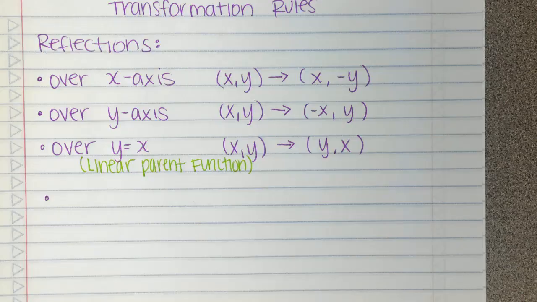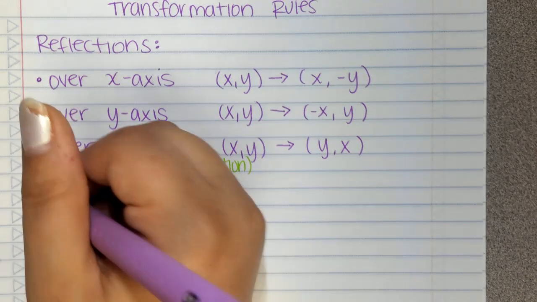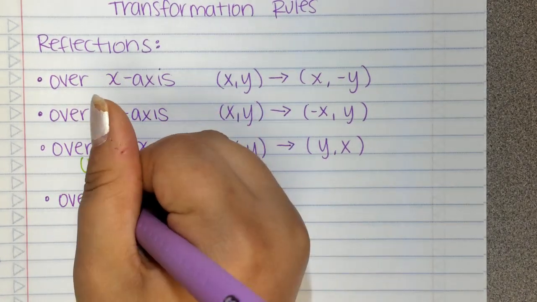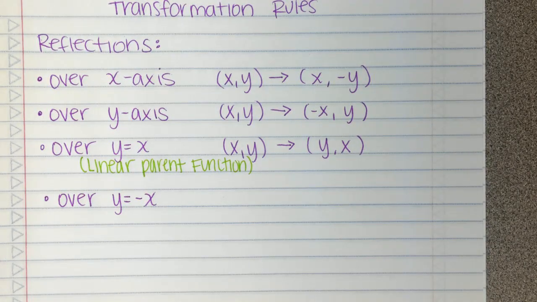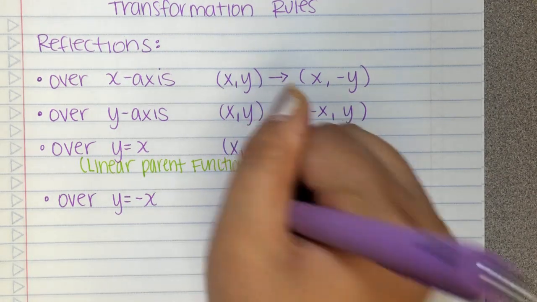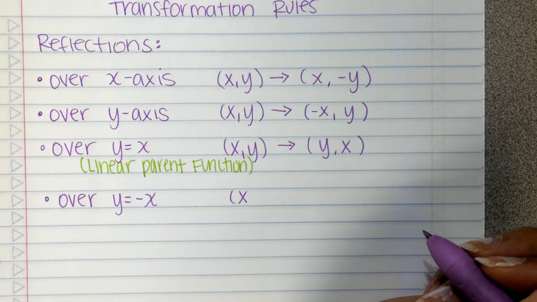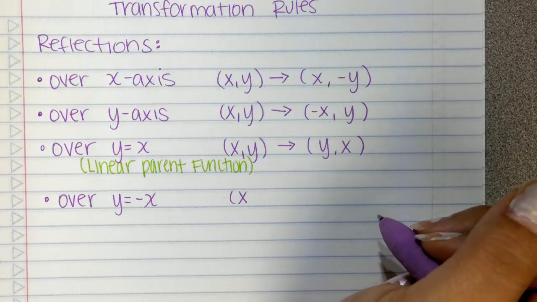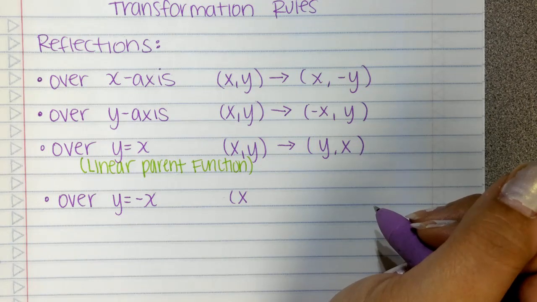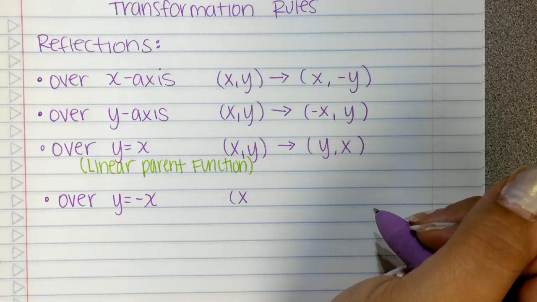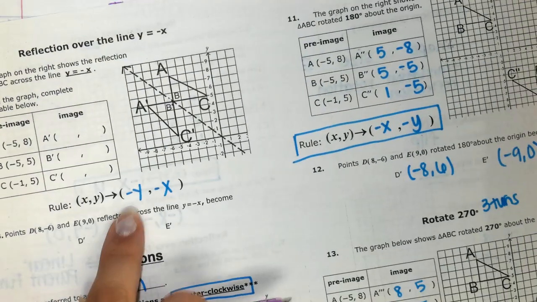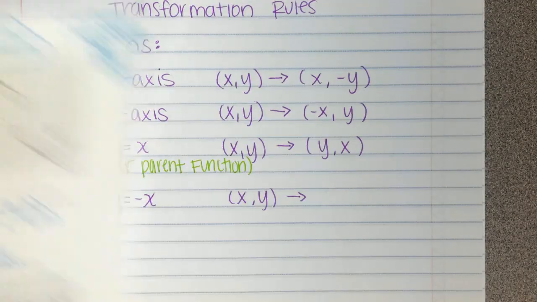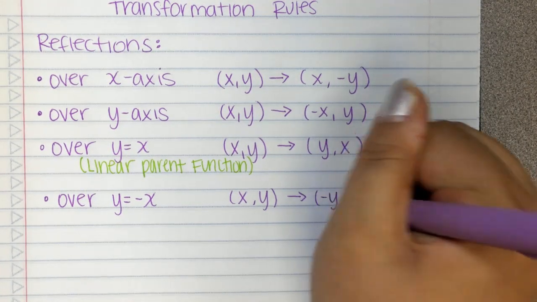All right, last reflection would be over y equals negative x. What did you get as your answer here? What'd y'all get? We're on number 7. What'd you give for number 7? Okay. Negative y, negative x.